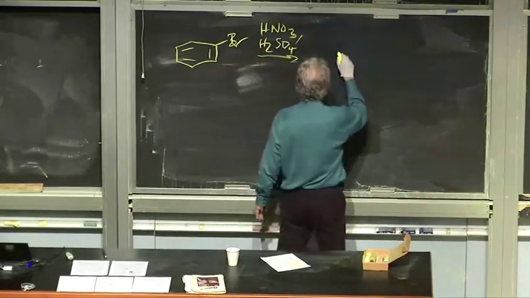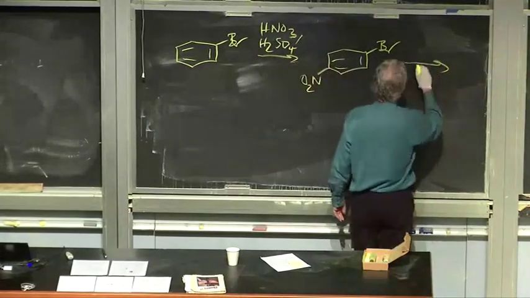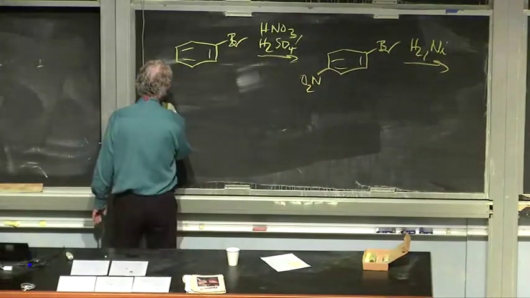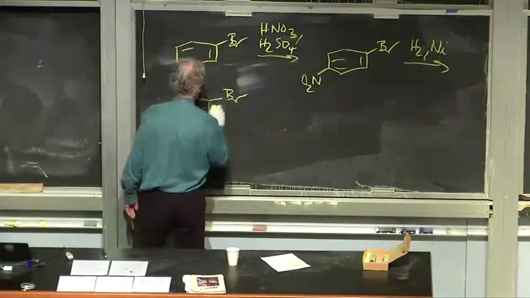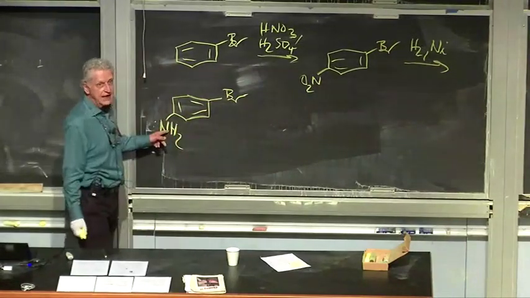Classic electrophilic aromatic nitration. The bromine sends the nitro to the para position. Then we reduce the nitro group, using our palette of reducing agents. I'm using H2 and nickel, and that will give you the para-amino bromobenzene. And this guy now controls the next electrophilic aromatic substitution.